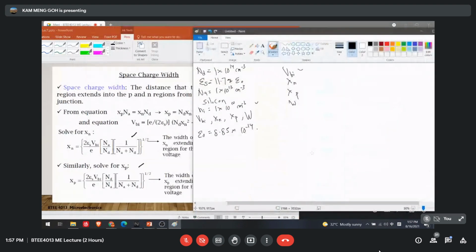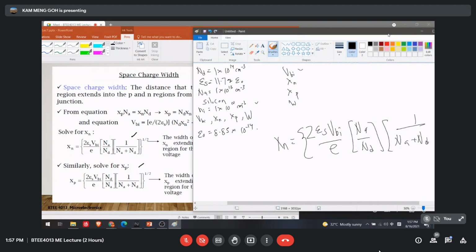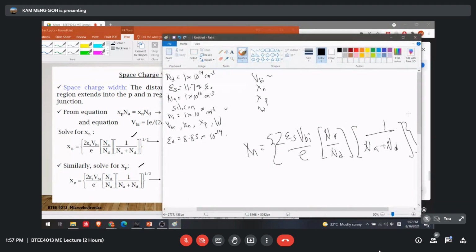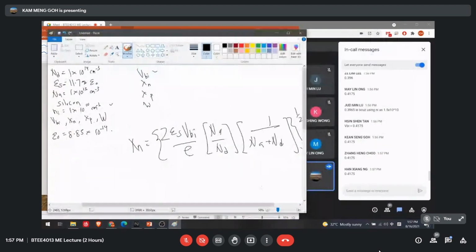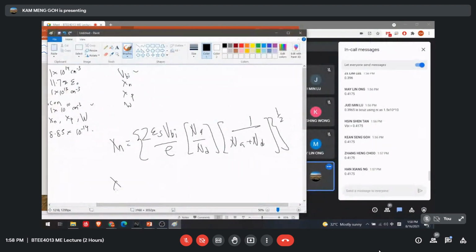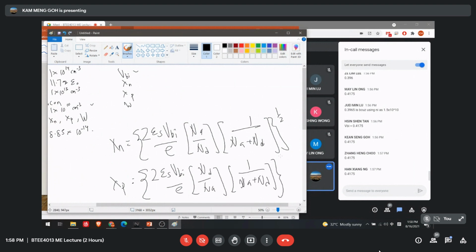So the formula of the Sn is the square root of 2 epsilon s VBI over q, NA over ND times (NA plus ND). Okay, try to calculate the Sn and the Sp. Sp is 2 epsilon s VBI, just inverted, ND over NA times (NA plus ND).